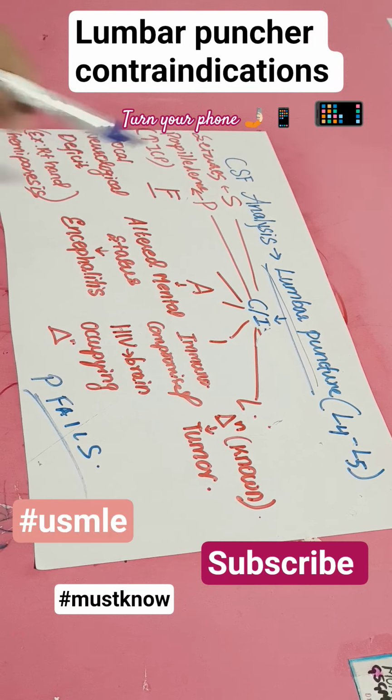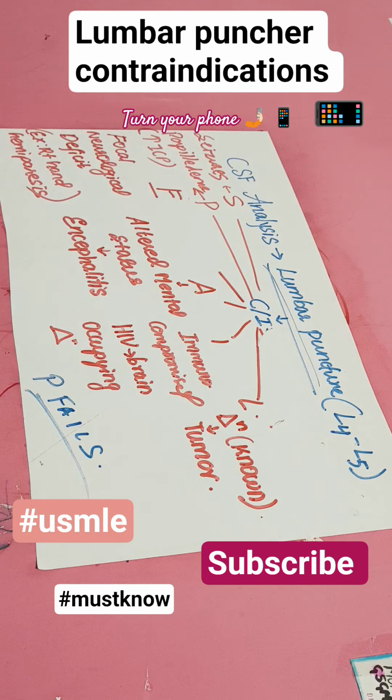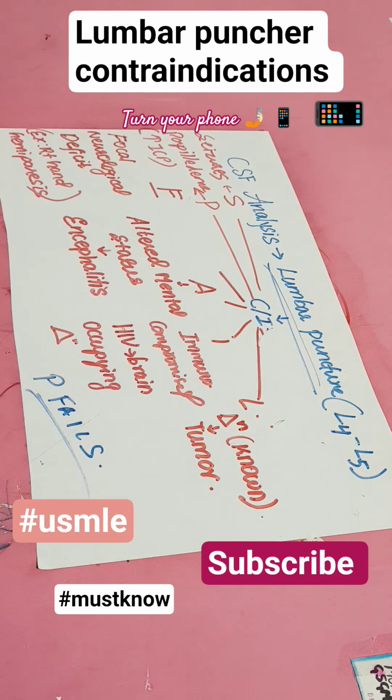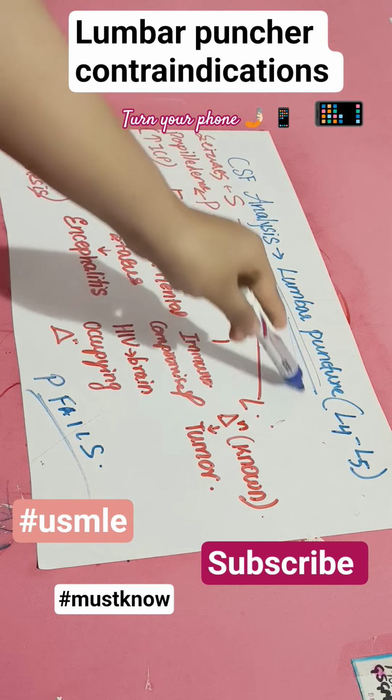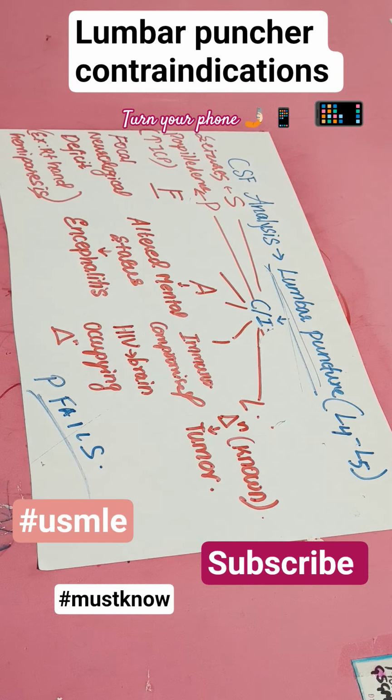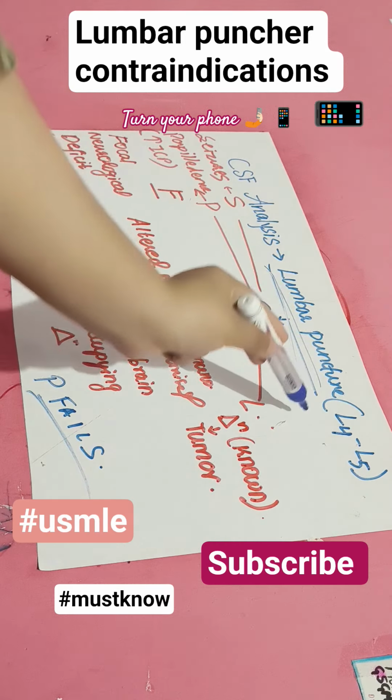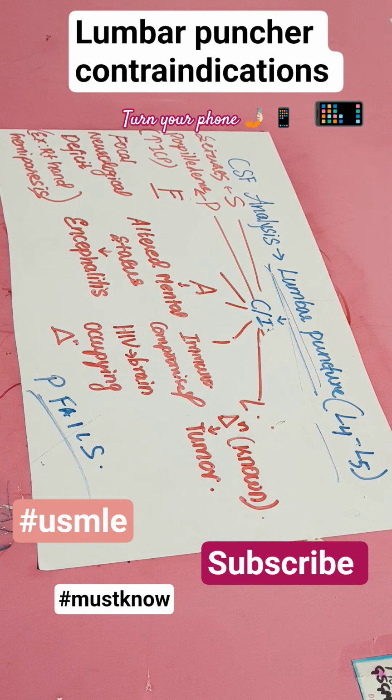Hello everyone, let's talk about CSF analysis. To analyze the CSF, first we want to take out the CSF. How do we take it out? With the help of the lumbar puncture. So how do we do the lumbar puncture? For lumbar puncture, we'll puncture between the L4 and L5 vertebra and we'll extract the CSF fluid.